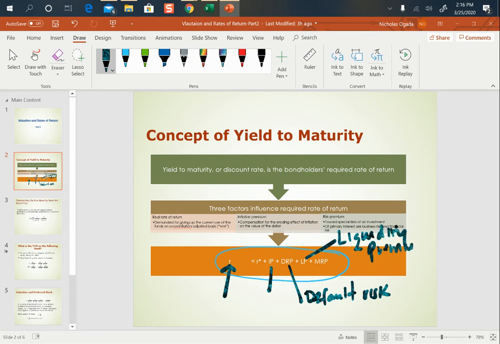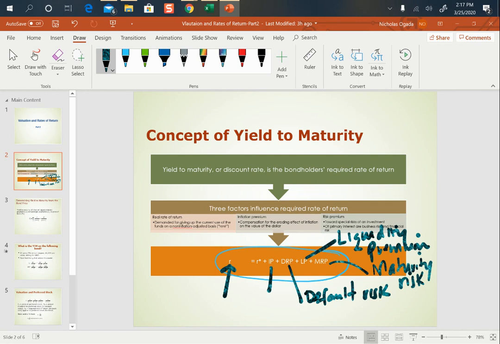Remember that some securities are not as easy to convert to cash, and because they're not as liquid, there will be some element of risk inherent in those securities. There is also the maturity risk. As time goes by, the longer the investment is to maturity, there is also a risk inherent in those particular securities. Therefore, what constitutes the yield to maturity or the required rate of return on an investment should reflect all these elements, depending on the nature of the security.